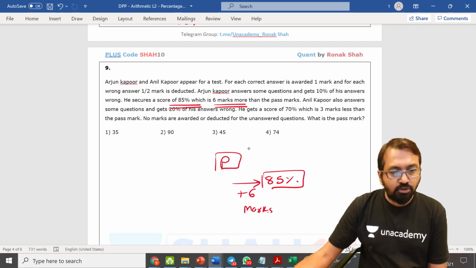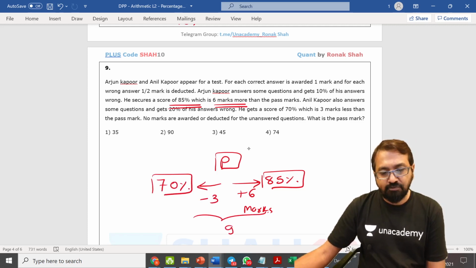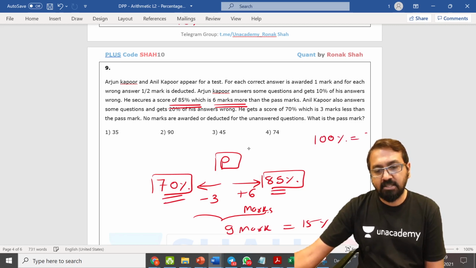And Anil Kapoor also answers some questions and gets 20% of his answers wrong. He gets a score of 70%, which is 3 marks less than the pass marks. So if you look at this, the total gap is 9 marks, which is equal to 85% minus 70%, that is 15%. So I can easily make out total 100% should be 60.